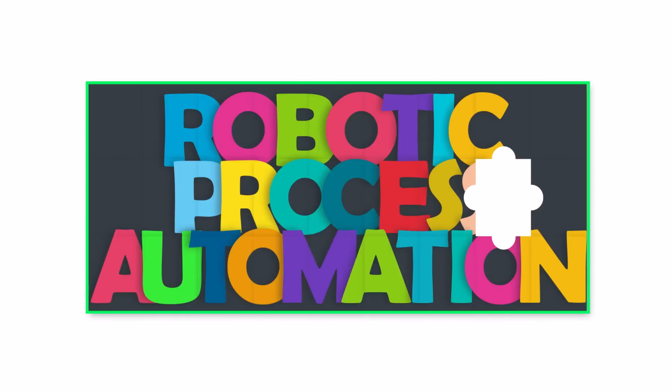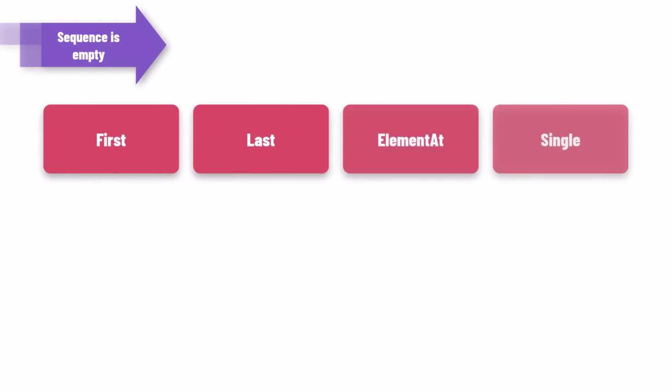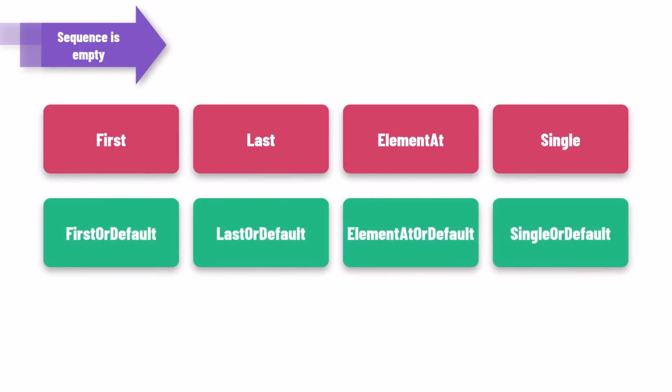In the previous sessions, we ventured through various element methods. These tools, like puzzle pieces, help us extract specific data. But remember those times when our sequence was empty? Using methods like first or last would lead to an error, like a missing puzzle piece. Thankfully, LINQ offers safety nets. Methods like first or default and last or default serve as our backup, ensuring we have a default value to fall back on.